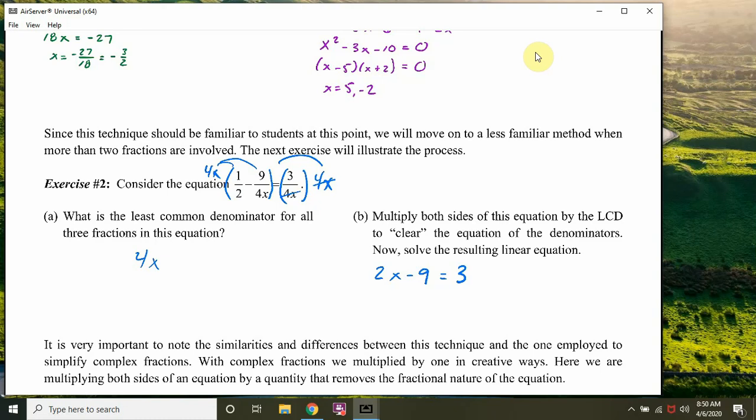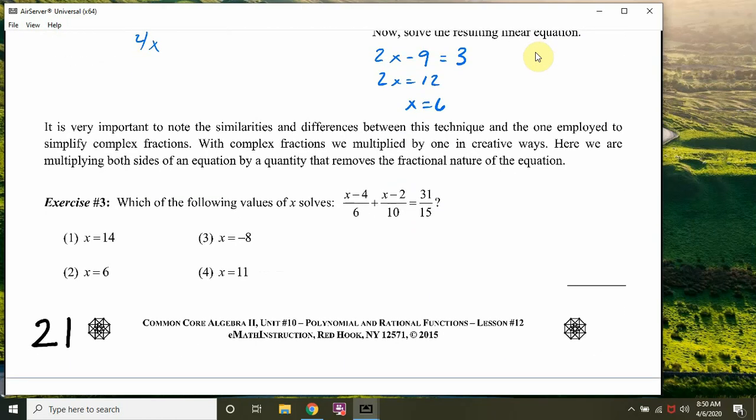Okay, so we get this linear equation. We could add the 9, and we end up with x equals 6 here, which again, looking back at the original denominators, that's an okay value. It doesn't result in a 0 in the denominator. Okay, so here we get x equals 6.